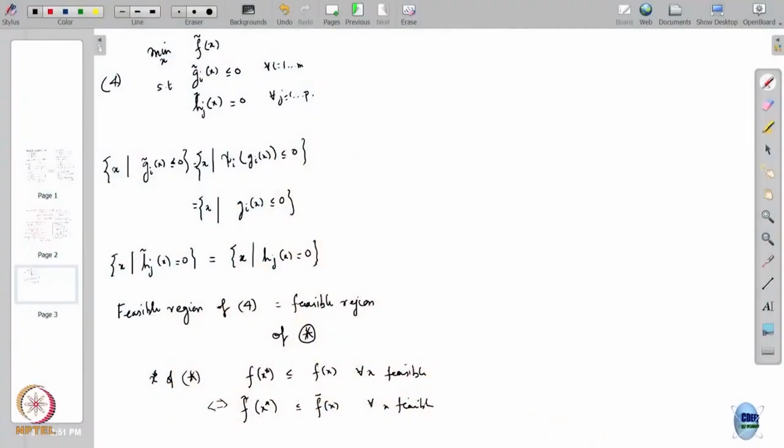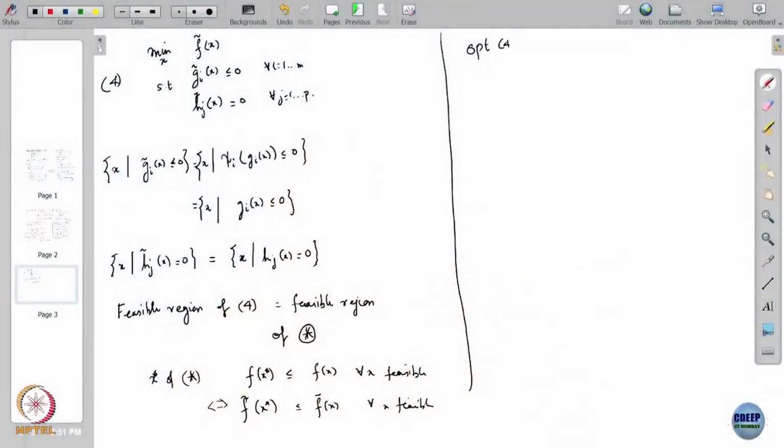This is if and only if, since this is an increasing function. So, it is also invertible. So, I can go back and forth. What this would mean is that the optimal value of 4 is going to be psi 0 applied to the optimal value of star. So, the optimal value of 4 is the optimal value of star with psi 0 outside.